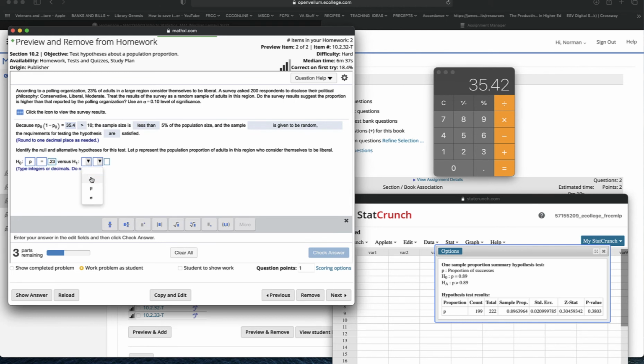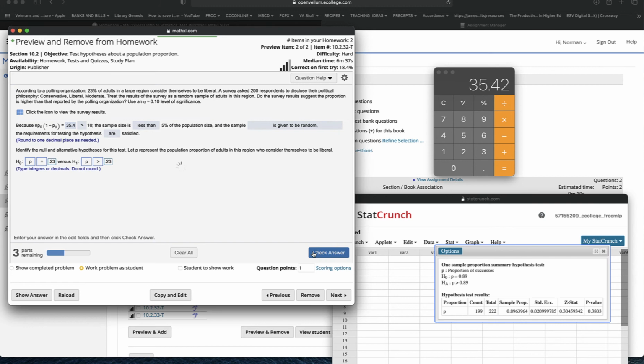And p, so what do we have here? According to a poll, 23% of a large region consider themselves to be liberal. Treat the results as random. Does the survey suggest that the proportion is higher than reported? So this will be greater than 0.23. There we go. So we could check our answer. Green box, that's always a good sign.